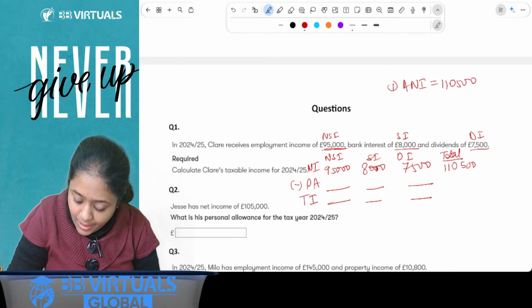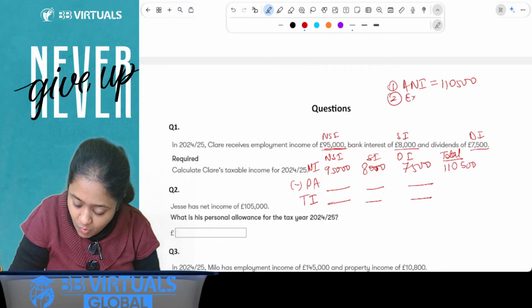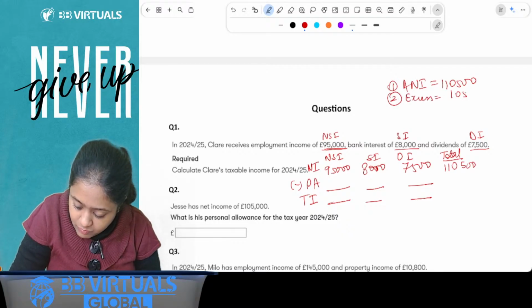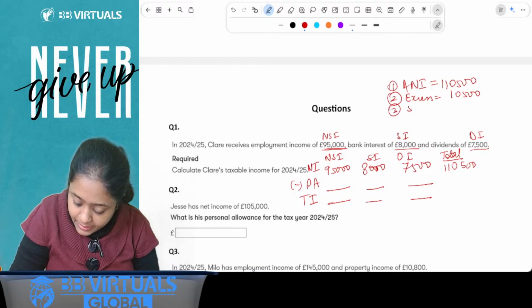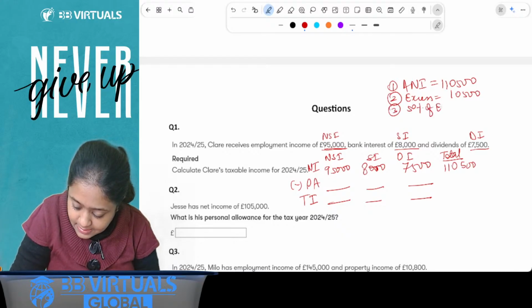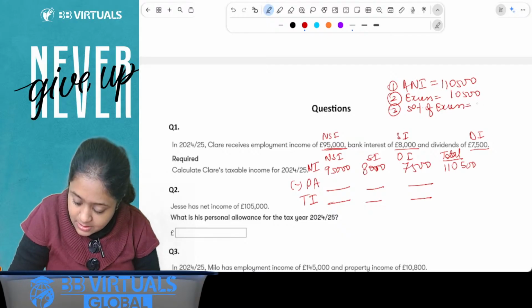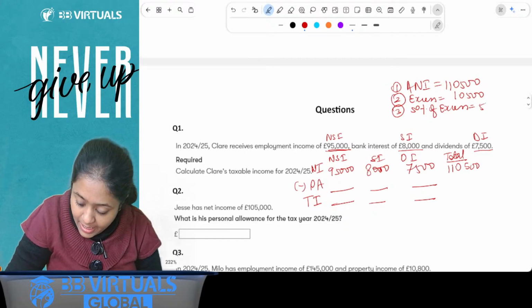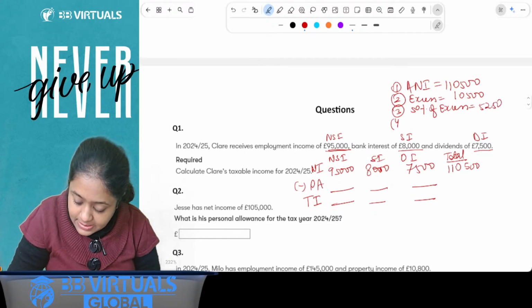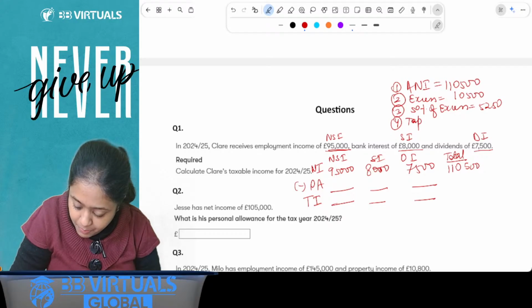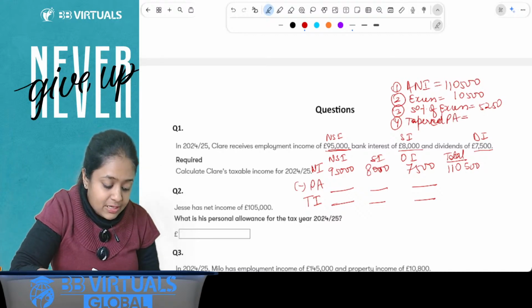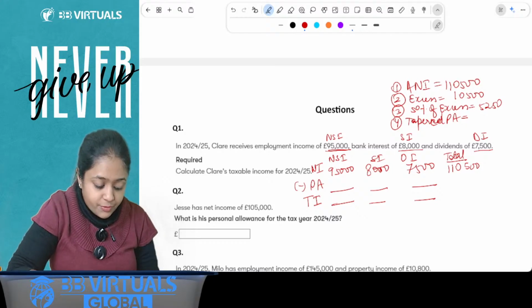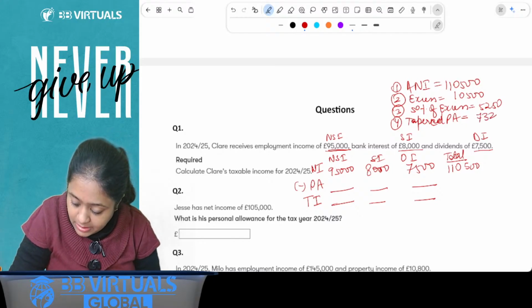1,10,500. Step 1. Step 2, get excess over 1 lakh, which is 10,500. Step 3, get 50% of excess, which is 10,500 multiplied by 50%, 5,250. And step 4 is get the tapered PA. So tapered PA will be 12,570 less 5,250, which is 7,320.